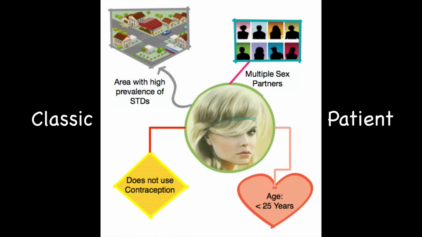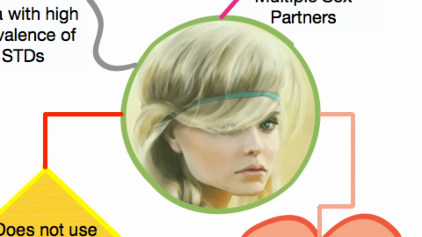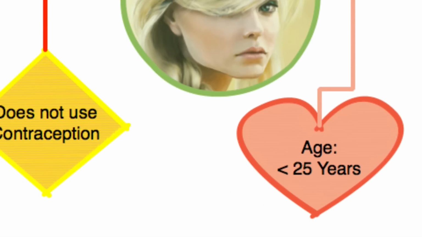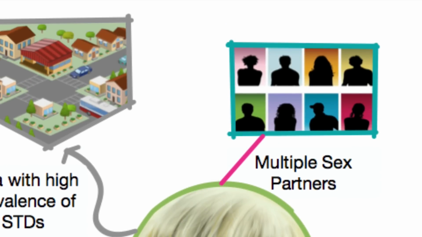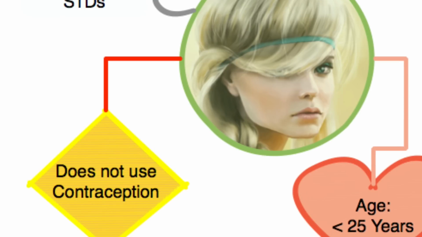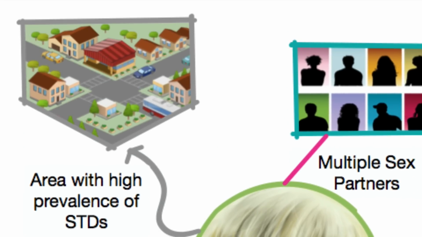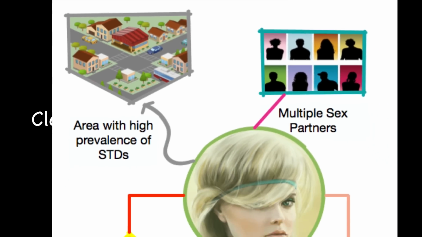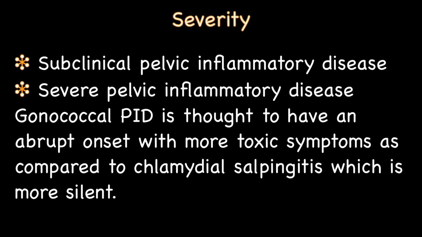The classic patient at high risk for pelvic inflammatory disease is a menstruating woman younger than 25 years who has multiple sexual partners, does not use contraception, and lives in an area with high prevalence of sexually transmitted infections. Depending on the severity of infection, patients may be minimally symptomatic, what is called subclinical pelvic inflammatory disease, or may present with severe symptoms. Gonococcal PID is thought to have an abrupt onset with more toxic symptoms as compared to chlamydial salpingitis, which is more silent.